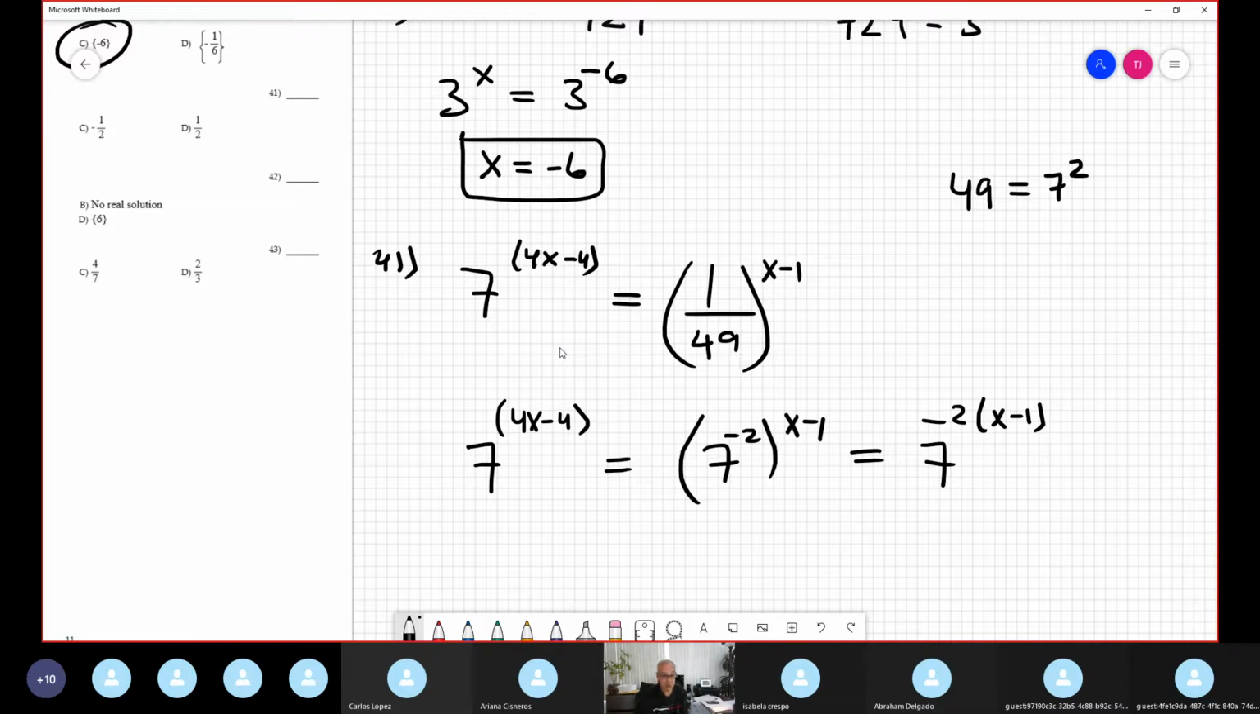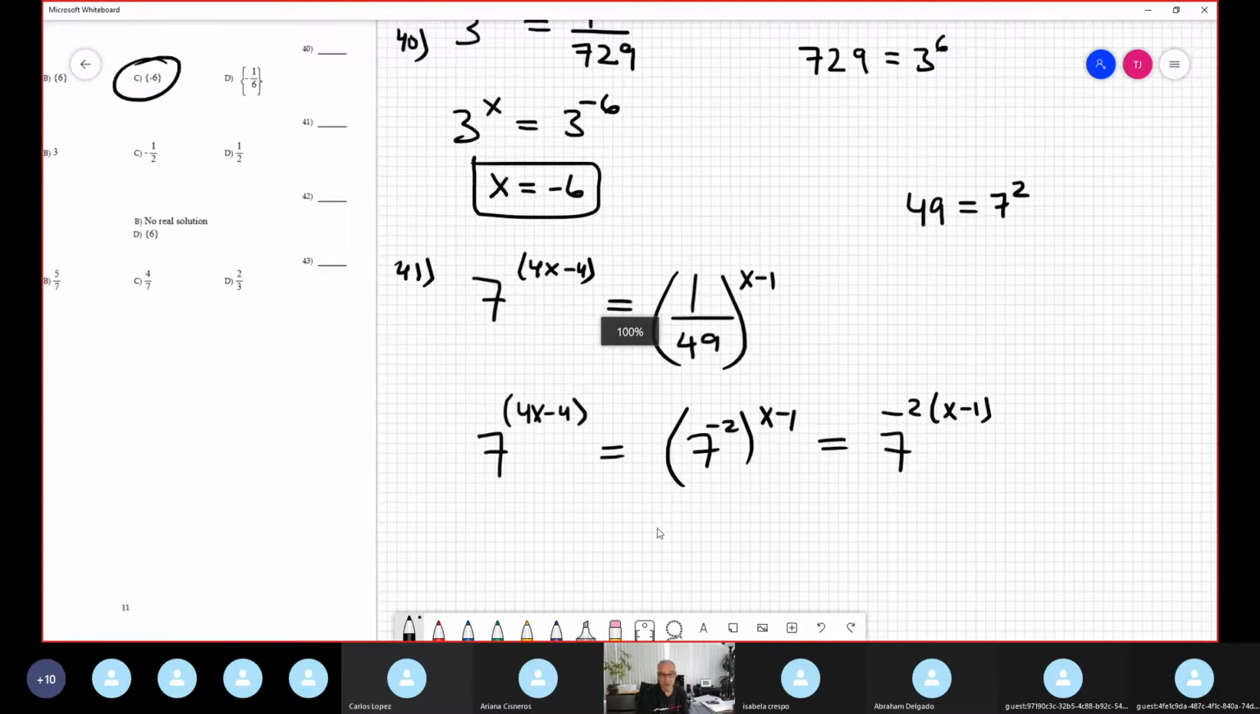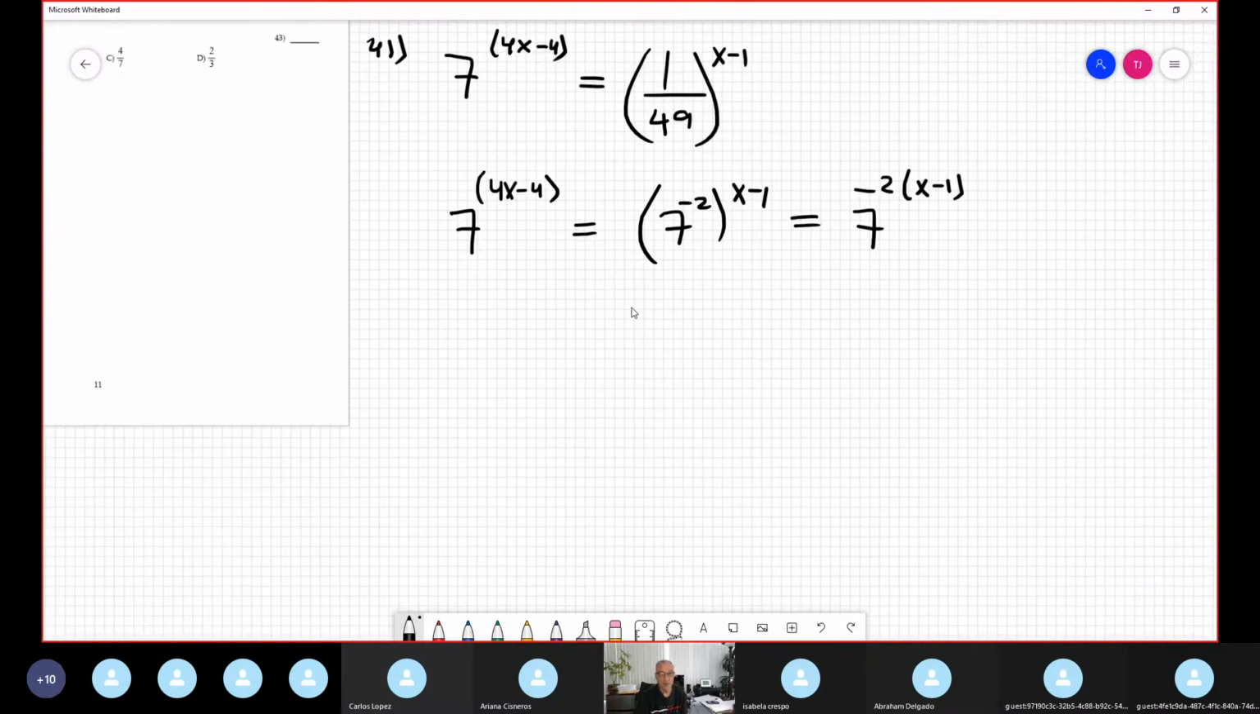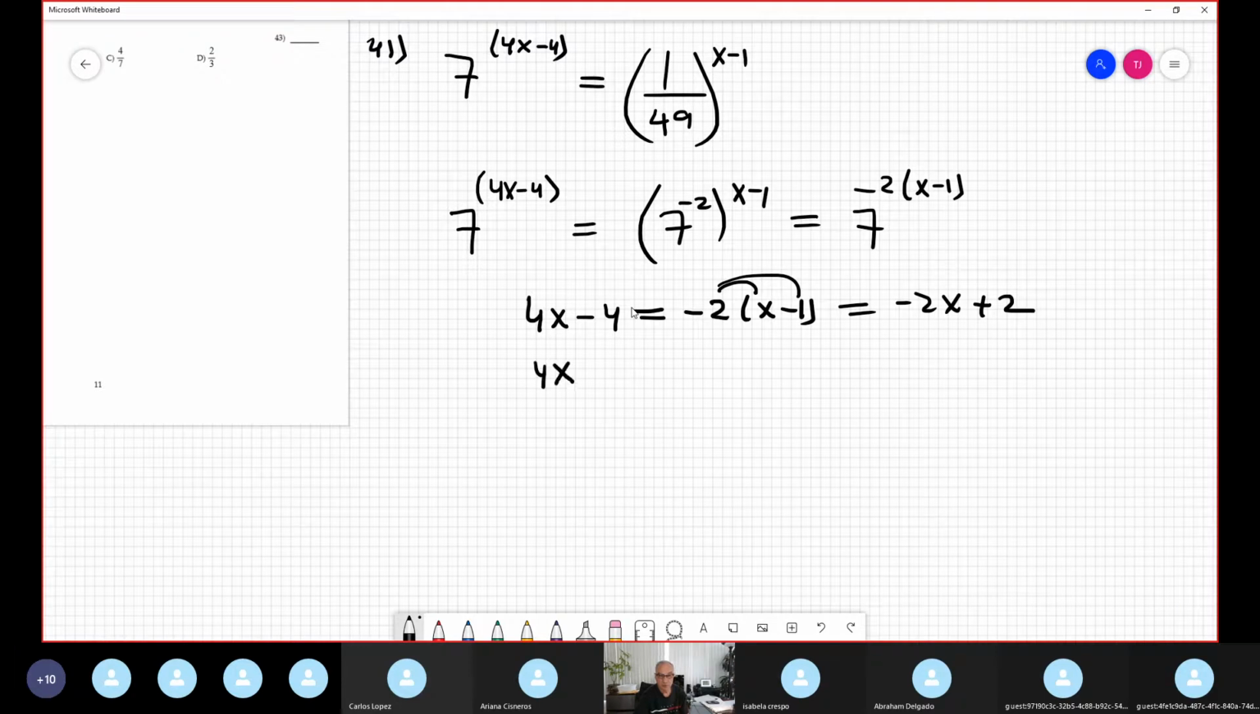Okay, I manipulate both sides. I'm using the same base, therefore the exponent is the same. Therefore, 4x minus 4 is equal to minus 2x minus 1. You apply the distributive property here, and minus 2x plus 2. I try to solve for x. 4x stays here, plus 2x is equal to plus 4. This is 6, this is 6 also, x equals. Boom.